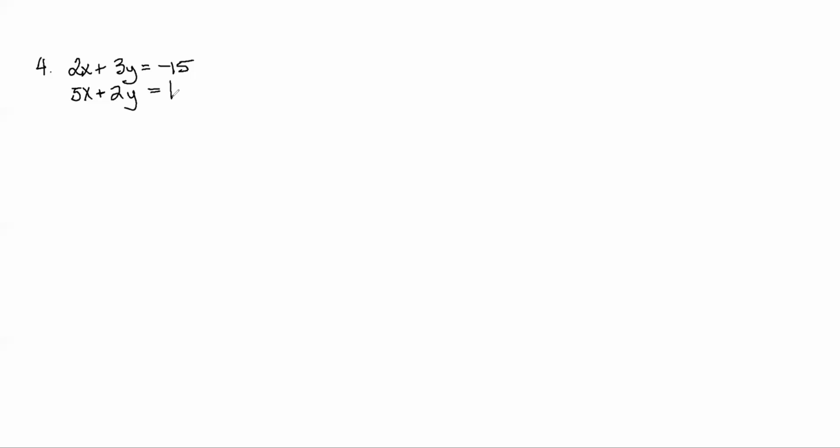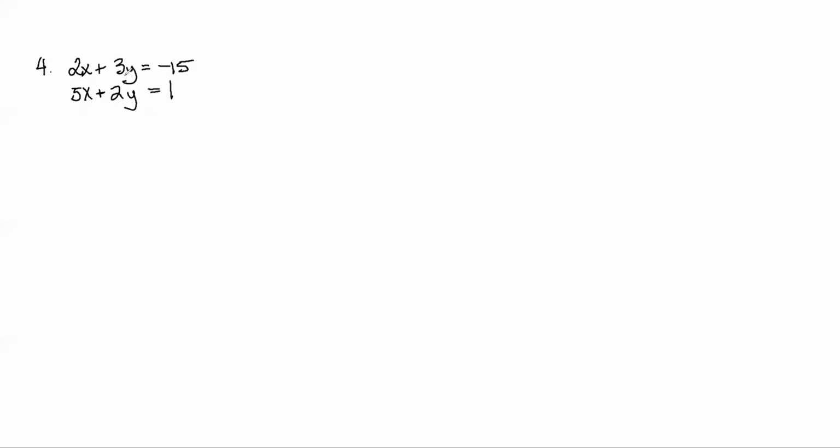All right, so again, checking for opposites. 2 and 5, not opposites. 3 and 2, not opposites. So we are going to have to multiply these by something in order to get opposites. And so if we look at these, I can't turn a 2 into a 5 without introducing fractions, because multiplying by 2 gets me to 4, multiplying by 3 gets me to 6. Same thing here, I can't turn a 2 into a 3 without bringing in fractions.